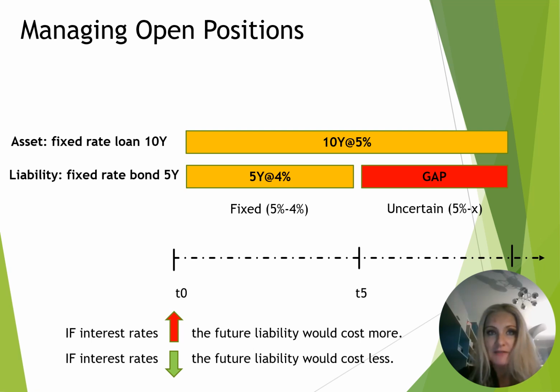But the problem is, it is not always possible, because if I'm originating 5-year assets and I want to hedge it naturally, so I want to manage the exposure through the liability side, I would need to originate a 5-year liability to hedge this exposure naturally.